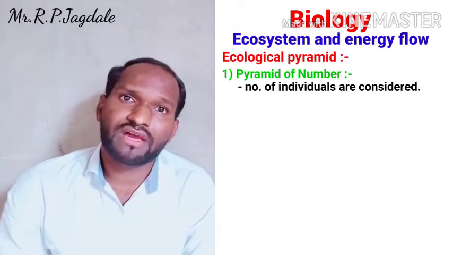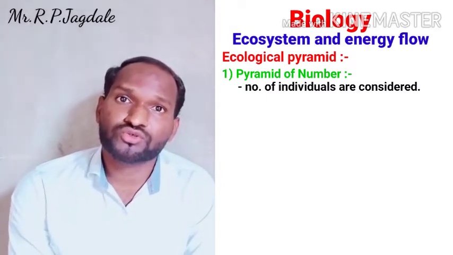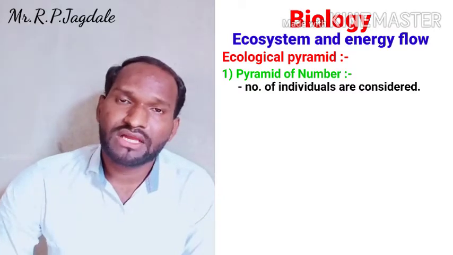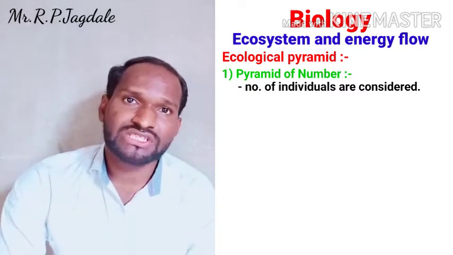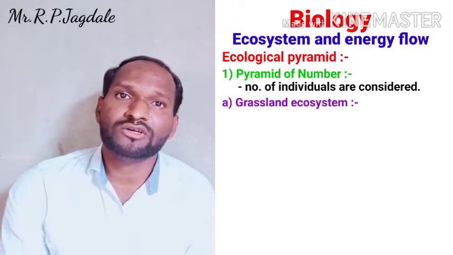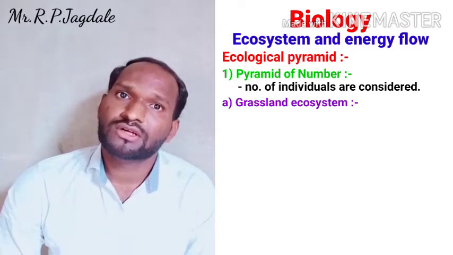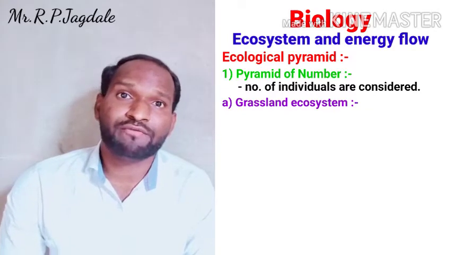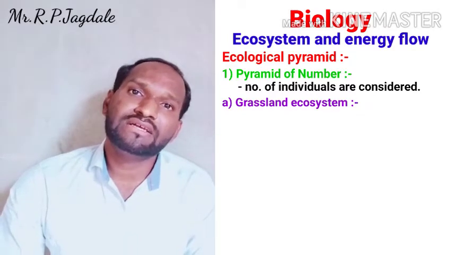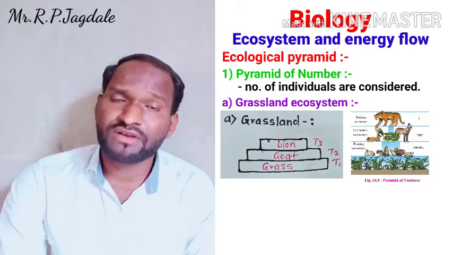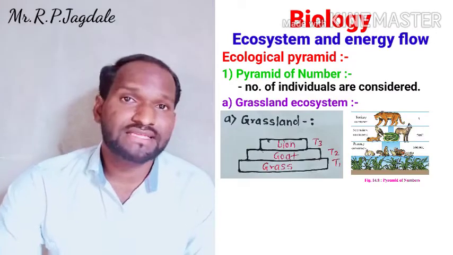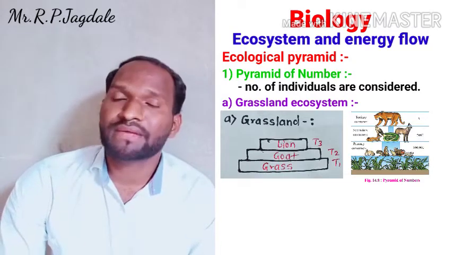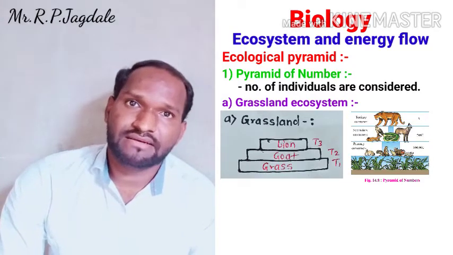Okay, by that way we are going to take some examples so you can understand the pyramid of number easily. First we will see one ecosystem, that is the grassland ecosystem, and in that we are going to see the pyramid of number. You can see on your screen one pyramid structure. It is of grassland.